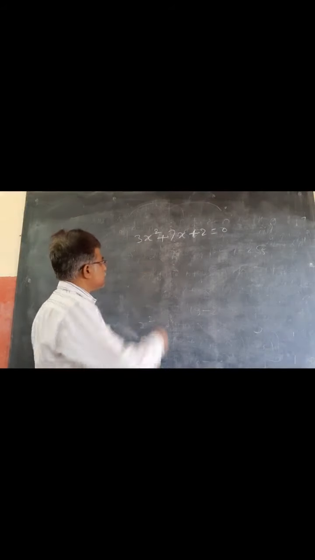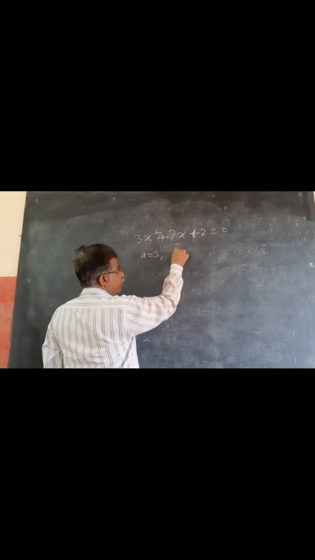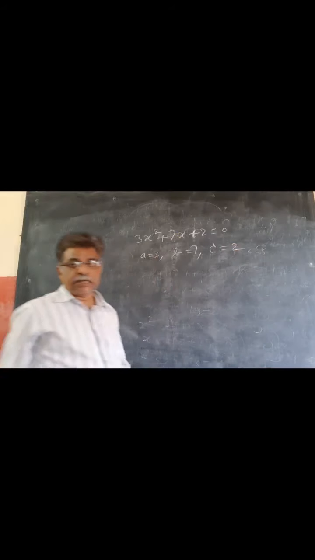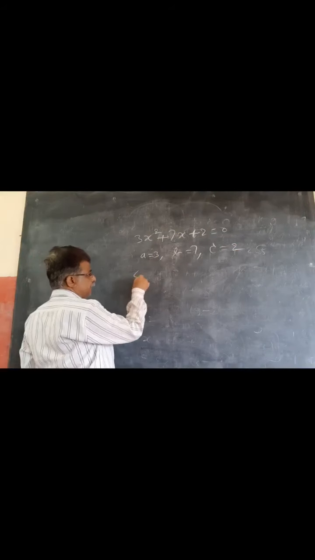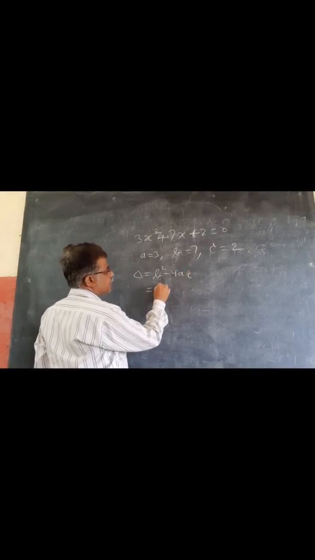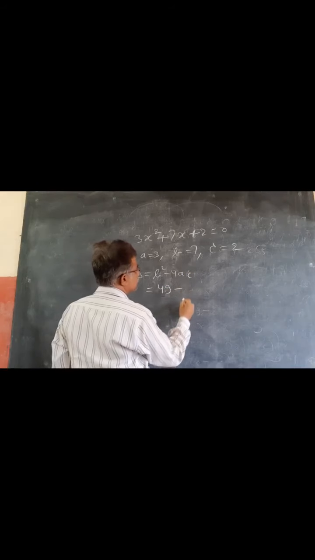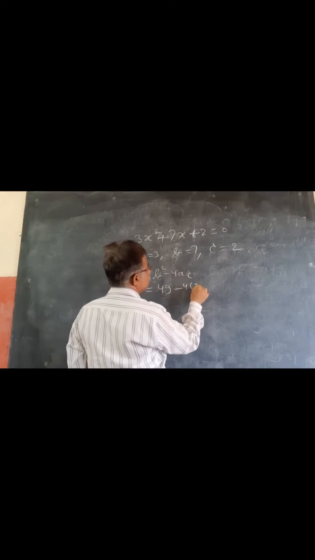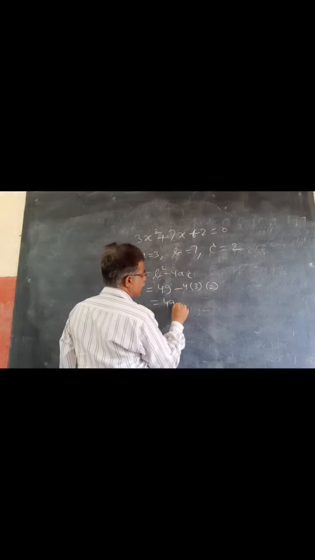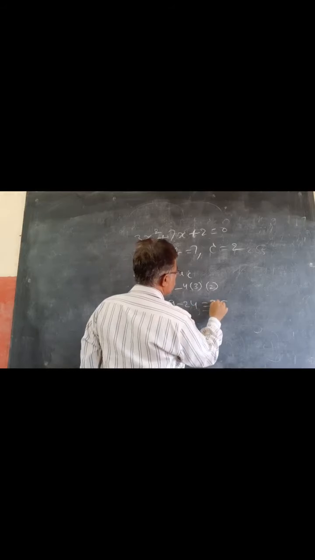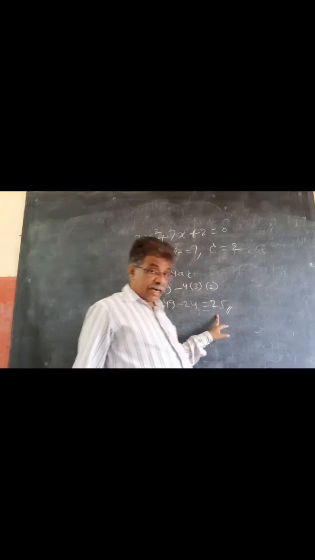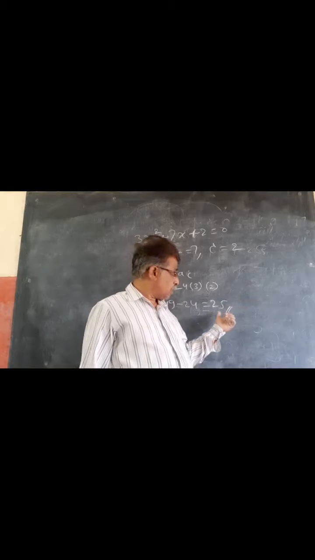Here ax square means a equal to 3, bx means b equal to 7, plus c means c equal to 2. Now I need discriminant delta equal to b square minus 4ac. So b square is 7 square, 49, minus 4ac, 4 into 3 into 2. 4 3s are 12, 12 2s are 24. 49 minus 24 equal to 25. 25 is a perfect square. Means roots are real, distinct and rational. Perfect square means rational.